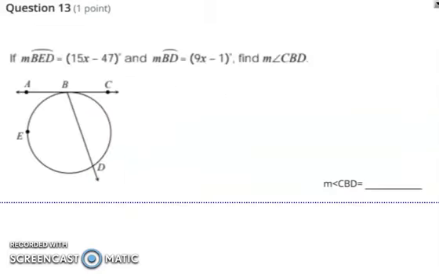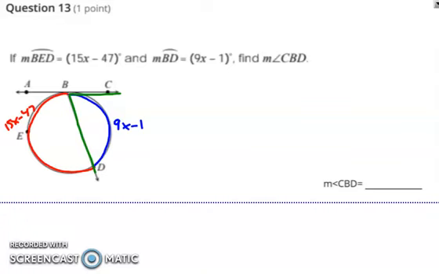Next one, number 13. Looking at this one, they told us BED, which is this one, is 15x minus 47. And then they told us this one, BD, is 9x minus 1. What they actually want us to get at the end is angle CBD, which is this angle here. So what I know is that if I can get the blue arc, I can divide that by 2 to get the green angle.